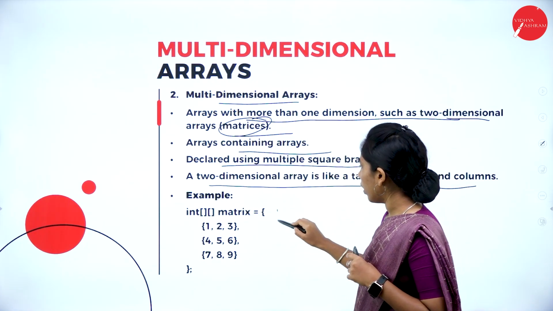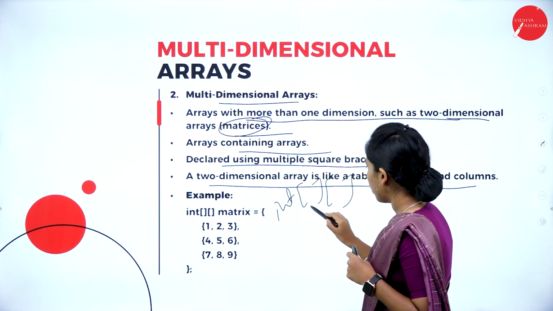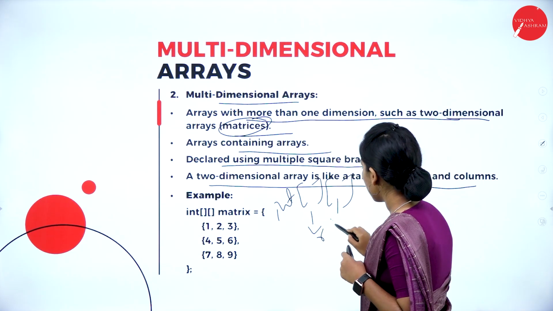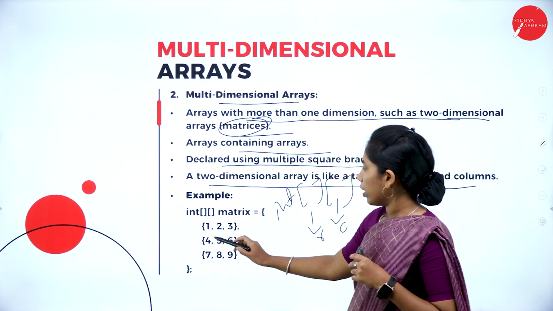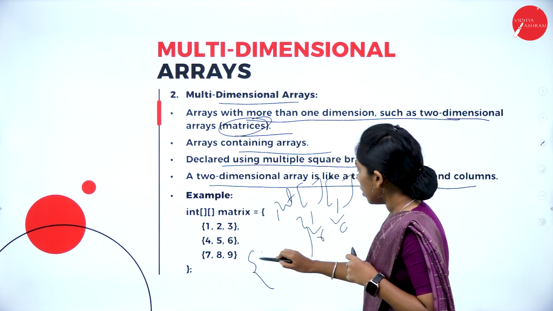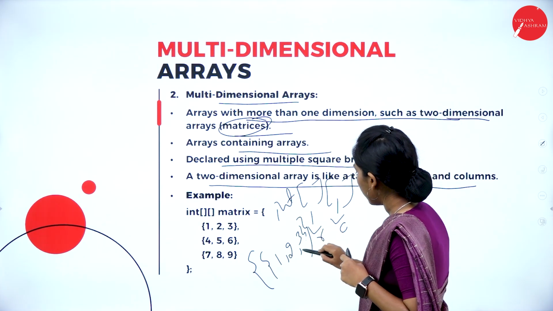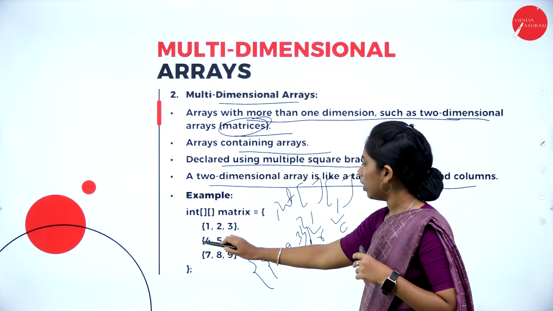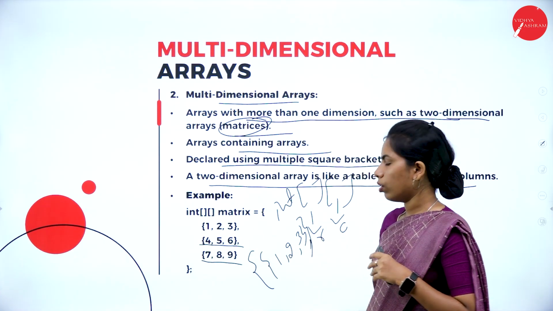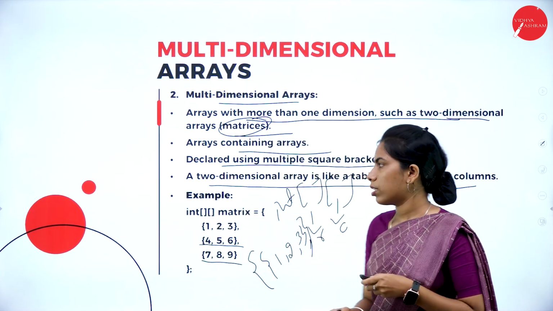So here you can see when I declare int type with open and close brackets 2 times, this belongs to row, this belongs to column. So that's why I have to put double brackets. Inside that double brackets, you can insert the elements. After that, each one put a semicolon, and this is second row, this is third row. This is how the arrays will be included inside the multi-dimensional array.